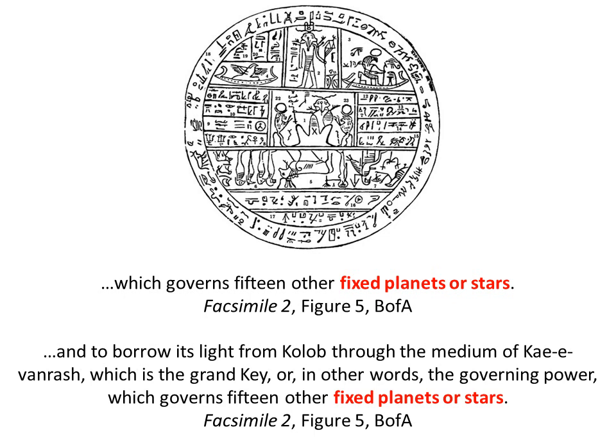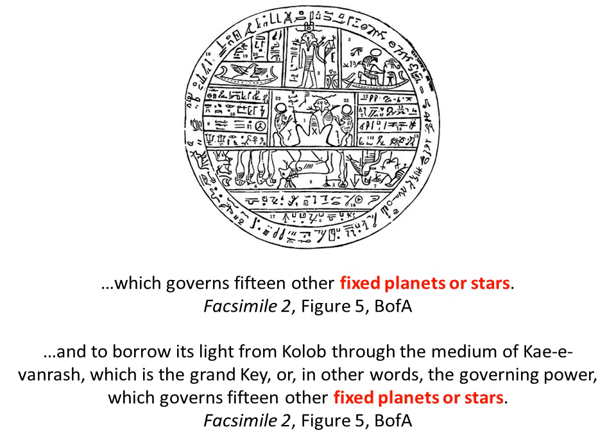And this is in the Book of Abraham. It says, "which governs 15 other fixed planets or stars." So it uses the same language. Whether he got that out of the Proclus, I don't know. It could be a coincidence. He could have got it from another book. I think this idea of fixed planets or stars was kind of floating around in the air.